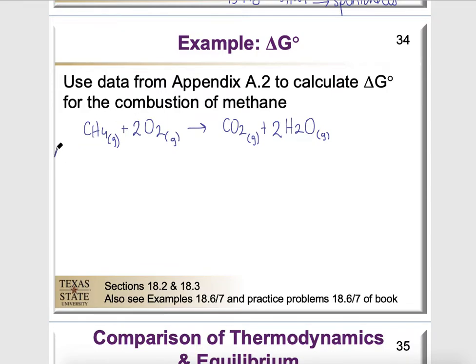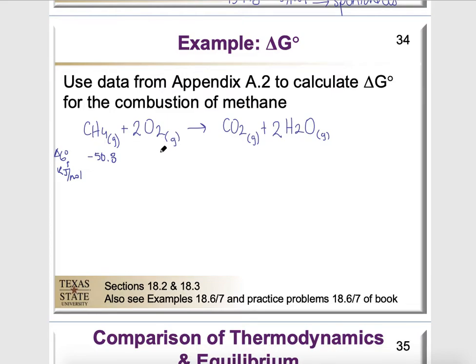So here are my delta G0 values for formation, in kilojoules per mole. For methane, it's negative 50.8. For the oxygen, what do you guys think that I found?